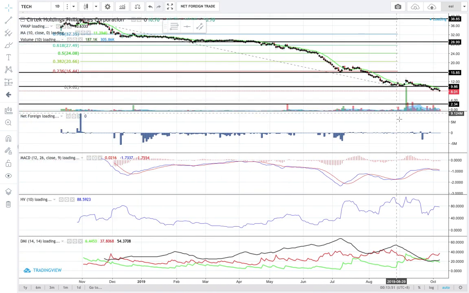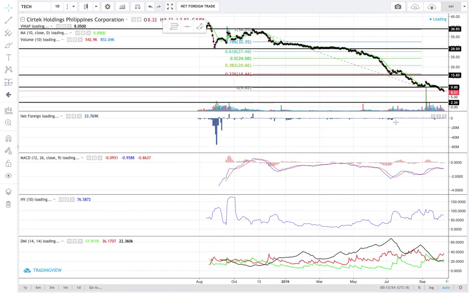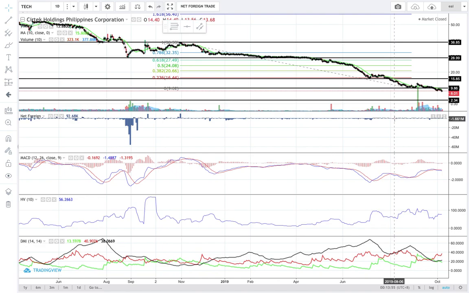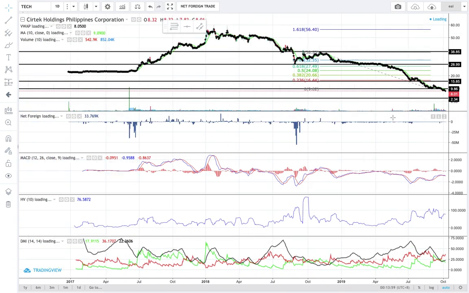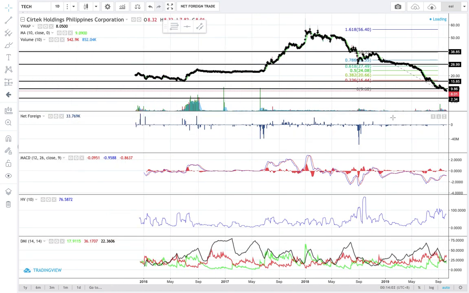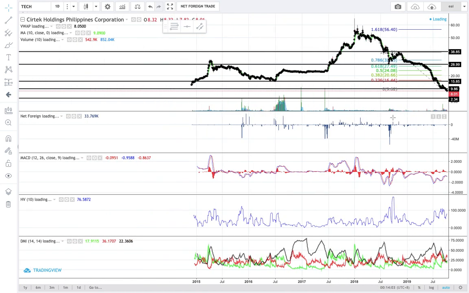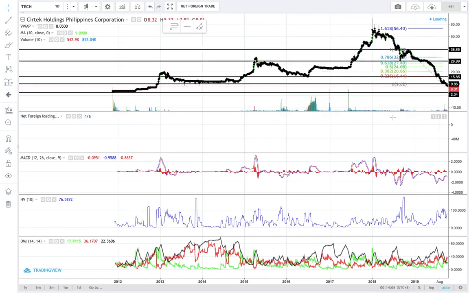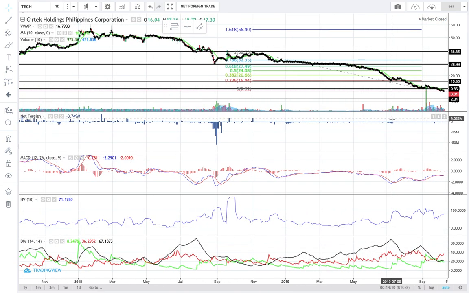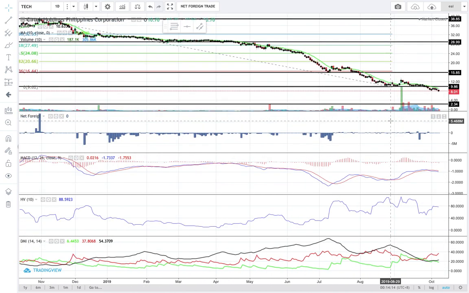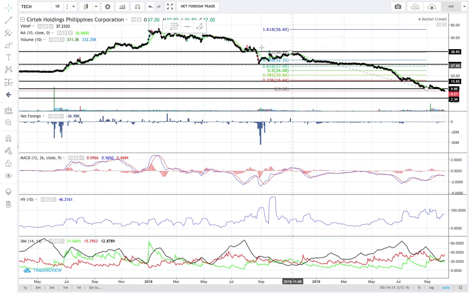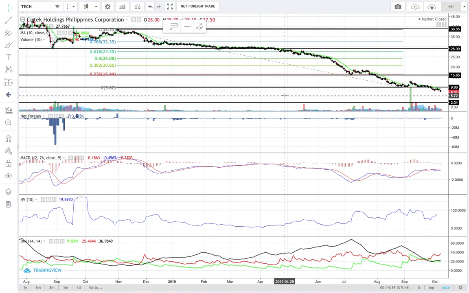Support is at 2. Wow, man, that's quite deep. 2.34, which is the Fibonacci. No, that's not the Fibonacci, but I think this is still historical support. Let's see. Let me confirm. Yep, it's a historical support at 2.34. Resistance is at 9.86. Oh no, stay away from tech. Did you see that? It has been in a downtrend since the beginning of 2018.